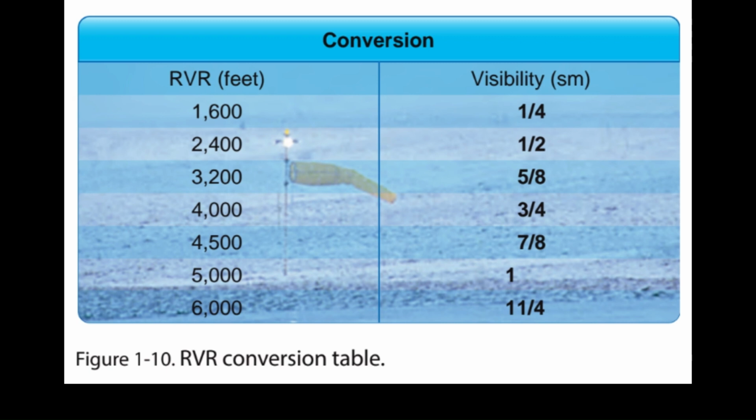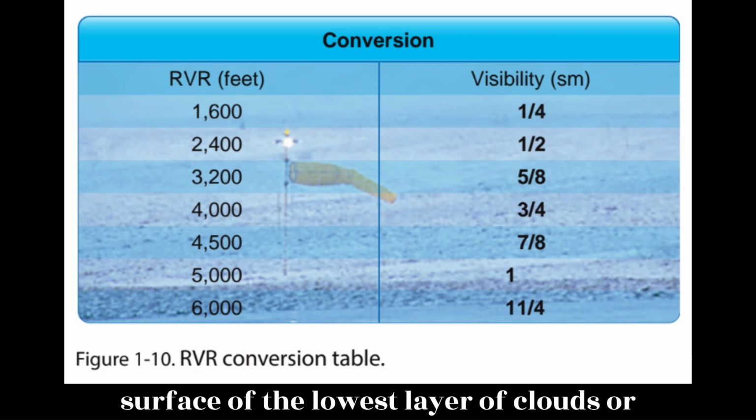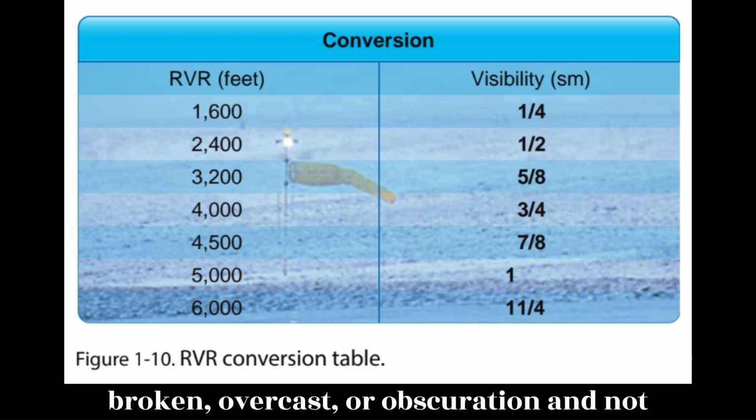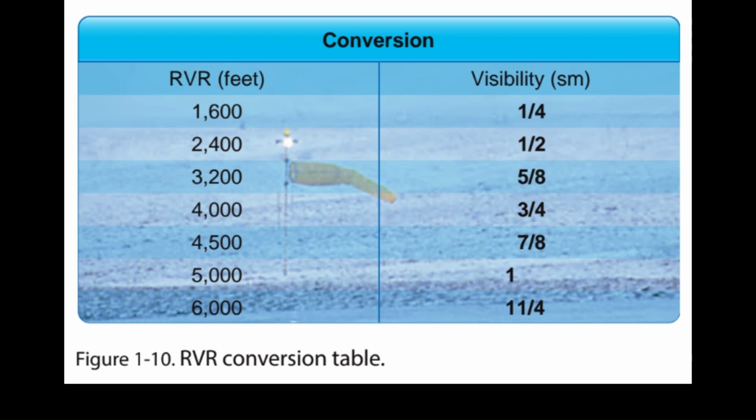Ceilings. Ceiling is the height above the Earth's surface of the lowest layer of clouds or obscuring phenomena that is reported as broken, overcast, or obscuration and not classified as thin or partial. End of page 1-11.